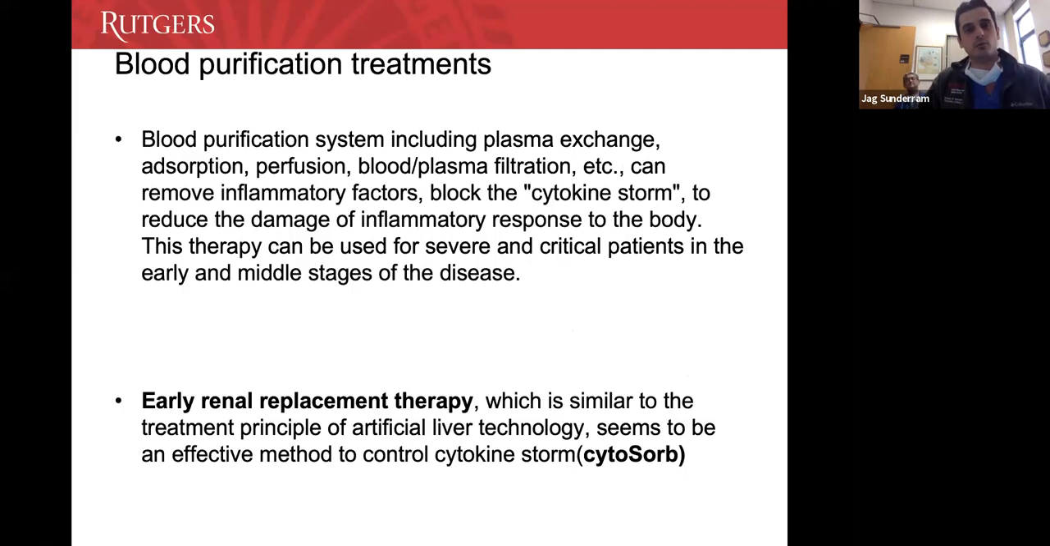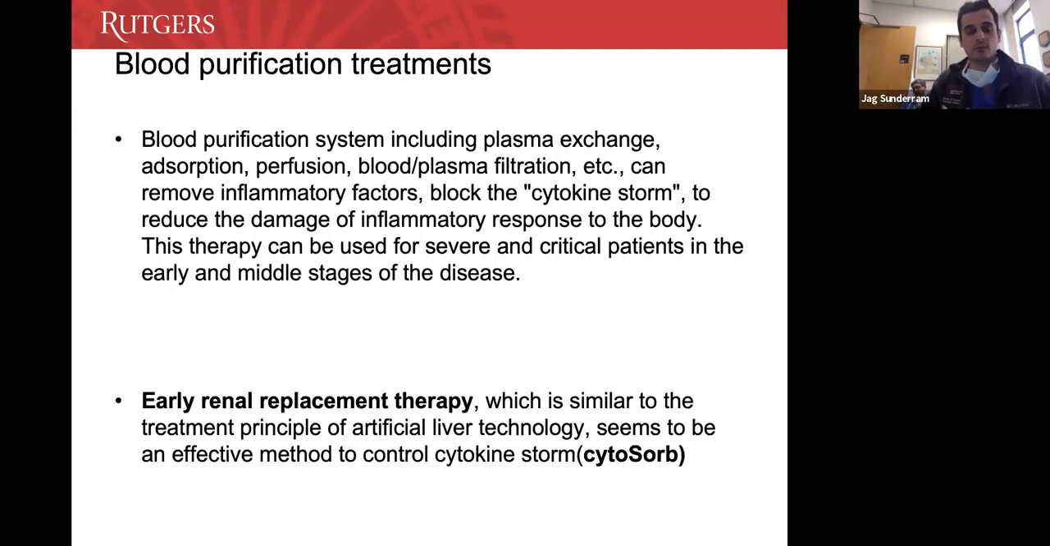The last thing that I wanted to point out from a cytokine storm therapy standpoint is blood purification treatments, and this was actually used in China. Essentially, you're putting a Shiley in these patients and doing either plasmapheresis or early renal replacement therapy, not to treat kidney failure, but using what we call CytoSorb or something similar. It's a membrane that essentially takes away all the cytokines from the patient's blood and decreases cytokine levels.